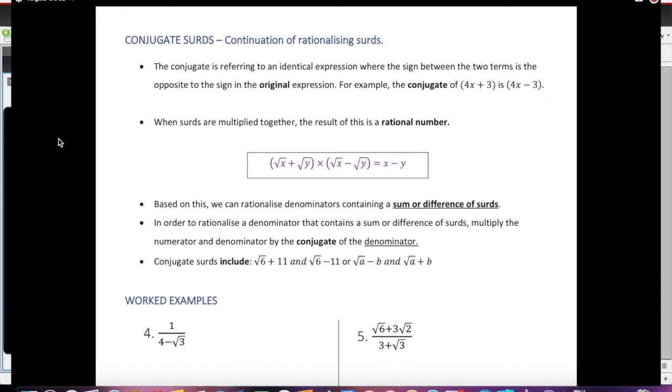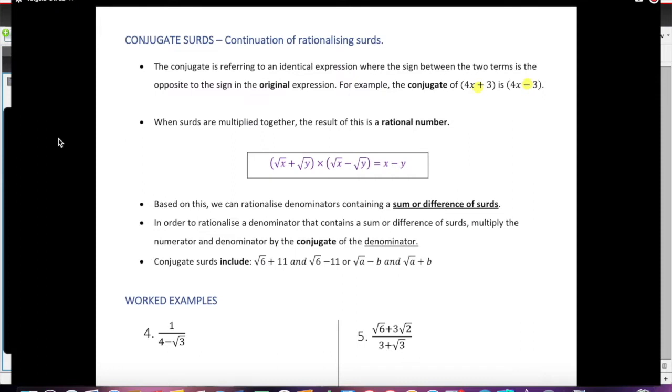So if you're trying to visualize what exactly that means, for example, let's take 4x plus 3. The conjugate of that expression is 4x minus 3. So notice that the sign in between the two terms is the opposite of the other.